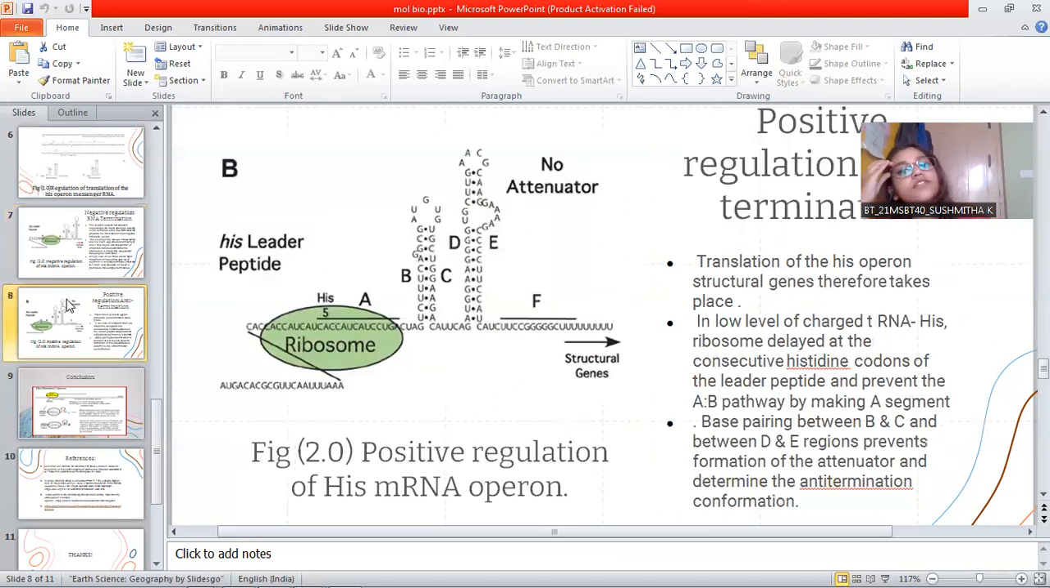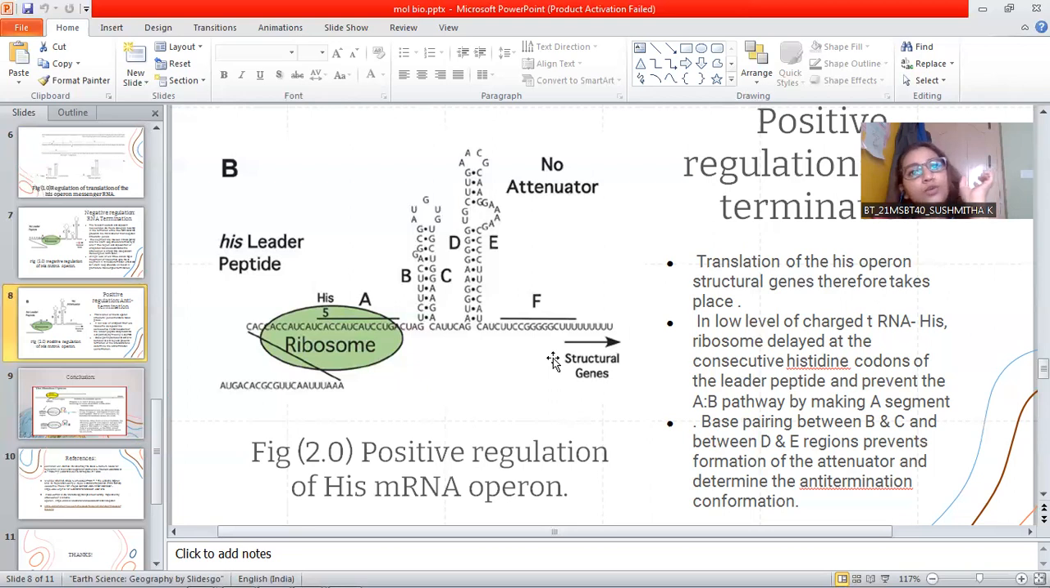Let's get on to the positive regulation. What happens in positive regulation is, when histidine level is already low, the histidyl tRNAs also are very low in number. So the ribosome doesn't get a chance to move forward in very fast motion. That is why the ribosome only moves till the A region. After the A region, it just moves very slowly. That is why the loops are formed between B and C and D and E, and again the F is left out. This is exactly what I told in the attenuation step over there.